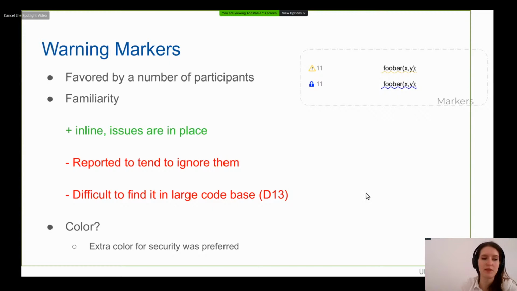All of our participants had experience with the standard yellow warning marker. However, some participants reported that they tend to ignore them. The yellow markers allow code to compile and therefore could be regarded as less important. The yellow warning marker is also difficult to find in a large code base. Also, one participant stated that there is not enough space to display the warning message properly. Others, however, favored the marker because they are familiar with it, and they also liked the blue security color marker, indicating that it's a security issue.